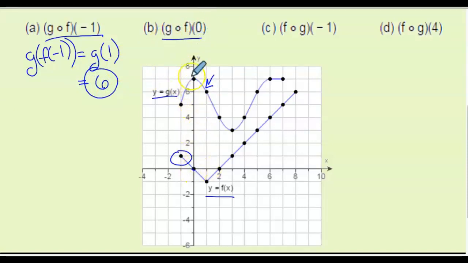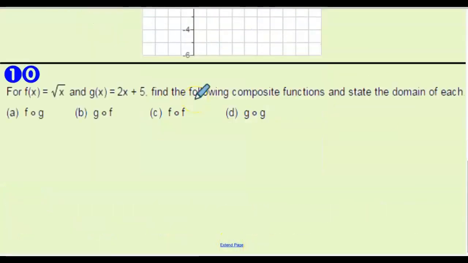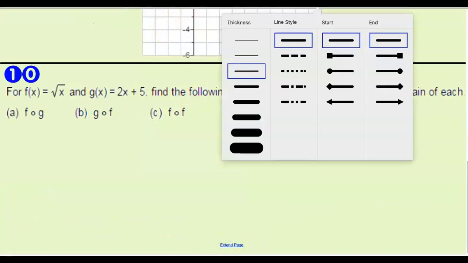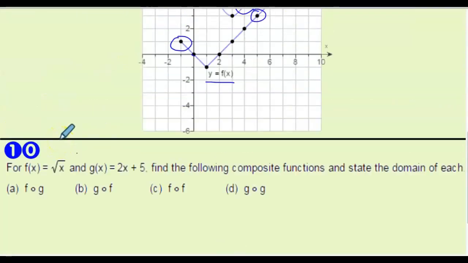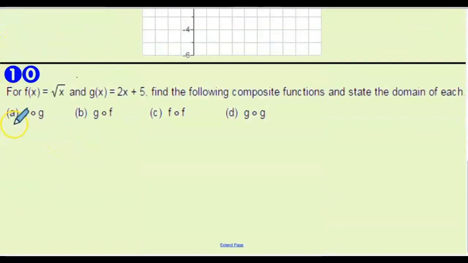Okay, g of f of 0. So first you find f of 0. That's 0. I'm sorry. f of 0 is going to be 0. All right, I'll probably have to go back and look at those graphs and help you fix those in class, okay? Sorry, that was a little bit quick.